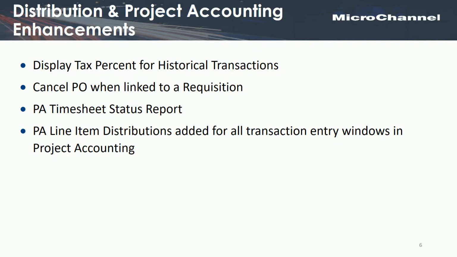The distribution and project accounting enhancements show the tax percentage used on a transaction at the time it was entered. You can now cancel a purchase order when it's linked to a purchasing requisition. There's a new PA timesheet status report. And the project line item distribution window has been added in all transaction entry windows in project accounting, so you can change the distribution accounts being used on transactions at an individual line level. But we'll have a greater look at that as we go forward.